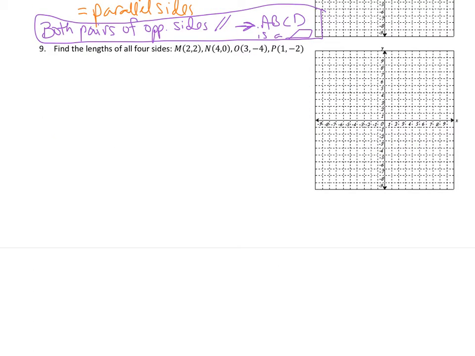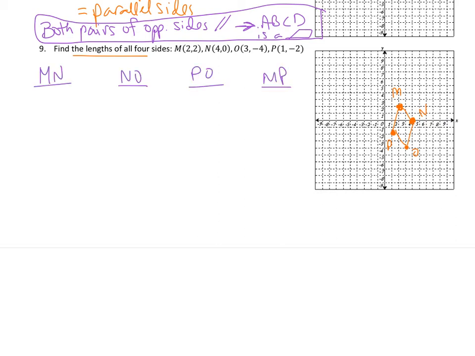And number 9, go ahead and graph it. Now that it's graphed, you need to compare the lengths of all 4 sides. So the distance formula, or you could use Pythagorean theorem on all 4 sides. And since we've got a graph, I'm going to use Pythagorean theorem because it'll be a little bit easier to count, just like we did for the slope.